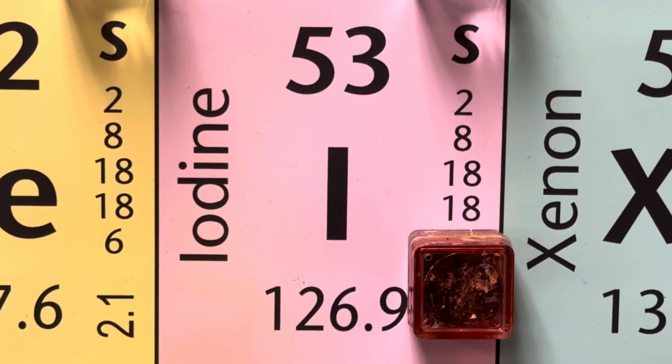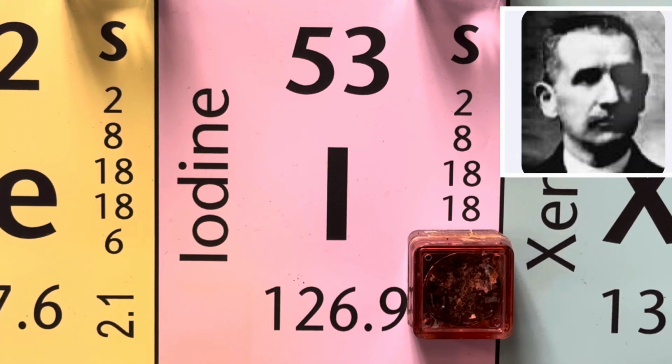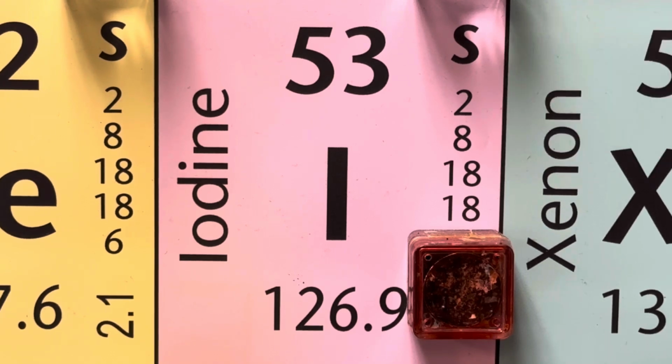Remember, iodine is the heaviest non-radioactive halogen. It has 53 protons. It was discovered in 1811 by Bernard Courtois. He discovered it accidentally. He was adding sulfuric acid to the ashes of seaweed.